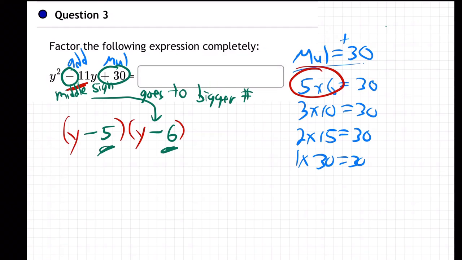Okay. And they also add to be negative 11, right? The two negatives add to be a bigger negative, but 2 negatives multiply to be positive. So that's how we know negative 5 is. You can switch the order. It doesn't matter. Either order. There we go.